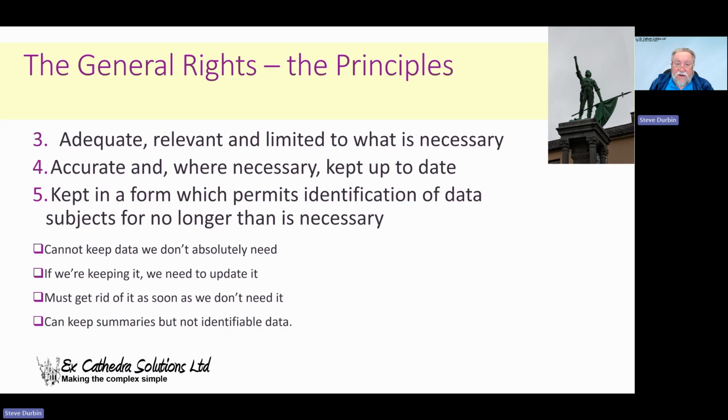The 3rd, 4th and 5th principles basically restrict what we can do with data when we've got it. So we've got to keep it adequate. We'll have the data we need, but no more than that. It's got to be limited to what's necessary. It's got to be accurate and, where necessary, kept up to date. So if we're keeping it, we need to update it and make sure it is up to date.